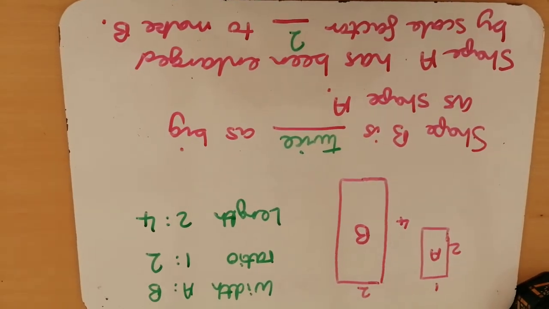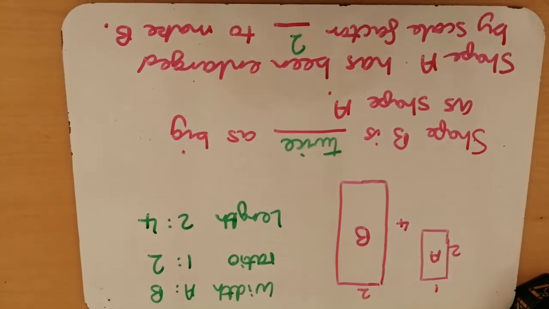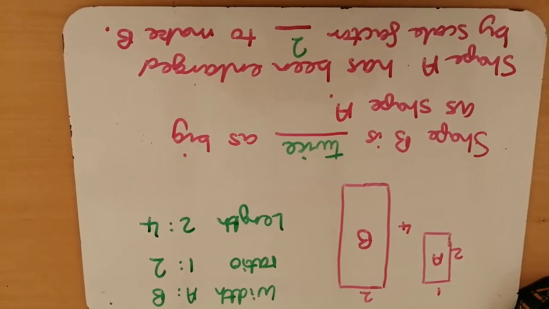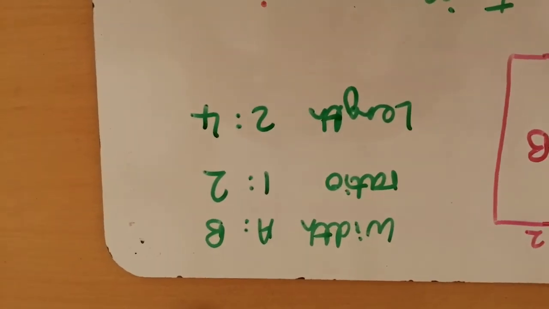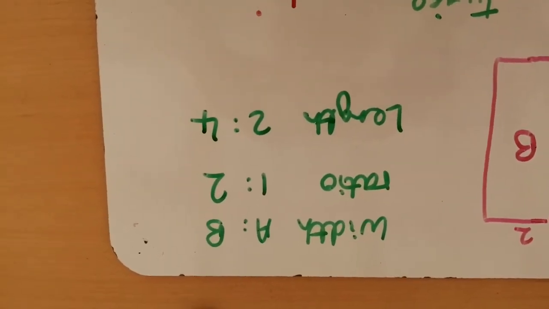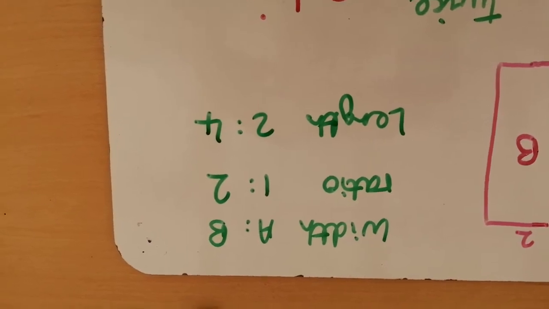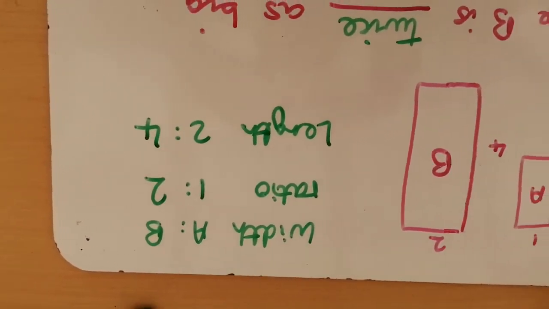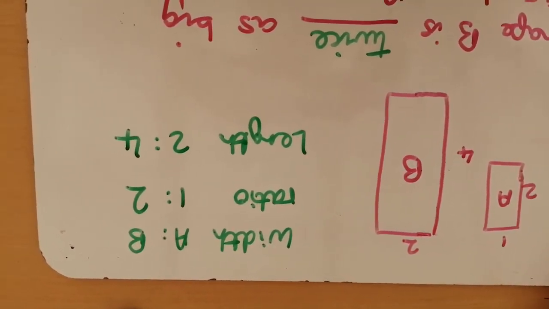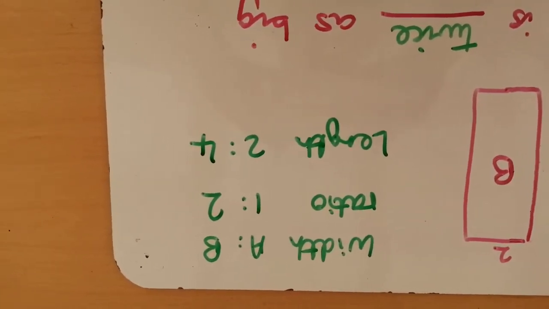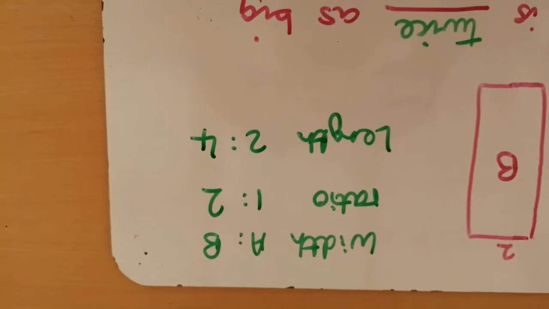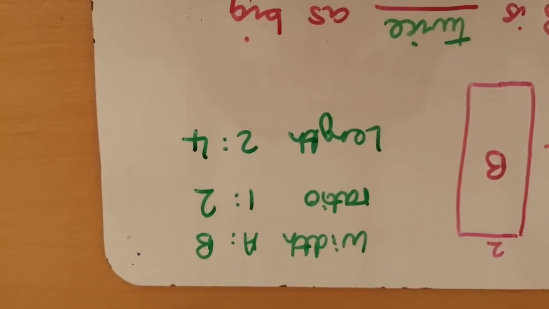So you can see that shape B is twice as big as shape A, and shape A has been enlarged by scale factor 2. And that is because if you look at the ratios of A to B, with the width it's 1 to 2, and with the length it's 2 to 4. But we know that we can simplify down the ratio of that length, like we would with a fraction, to make 1 to 2.